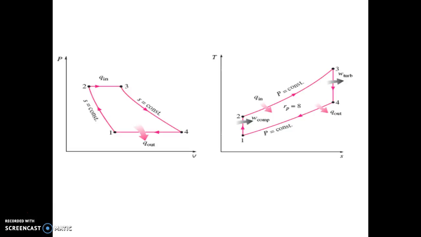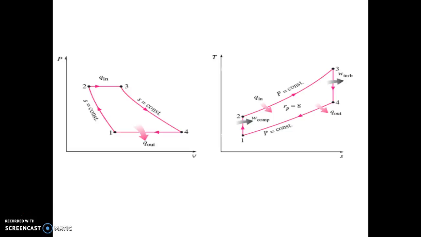There are two adiabatic processes and two constant pressure or isobaric processes. In the first process, the compression process from point 1 to 2, it is assumed that the entropy remains constant, that is S is constant. From 2 to 3, at constant pressure, the fuel is added in the combustion chamber. From 3 to 4 the gas expands in the turbine at constant entropy, and finally the gases are given out of the system at point number 4.